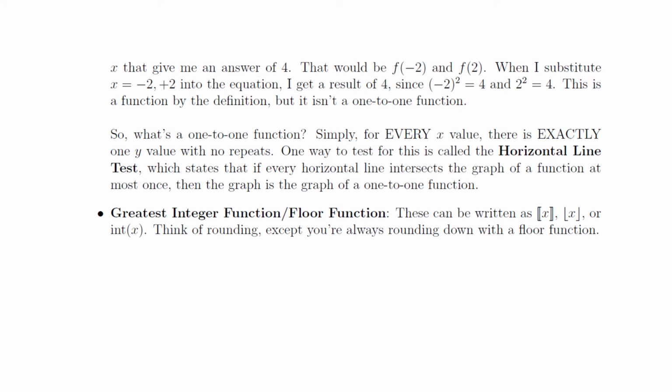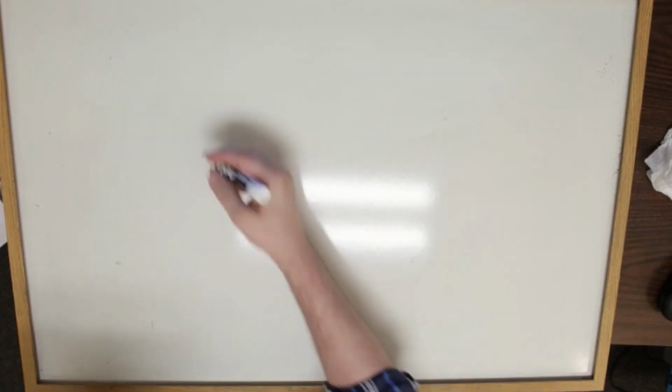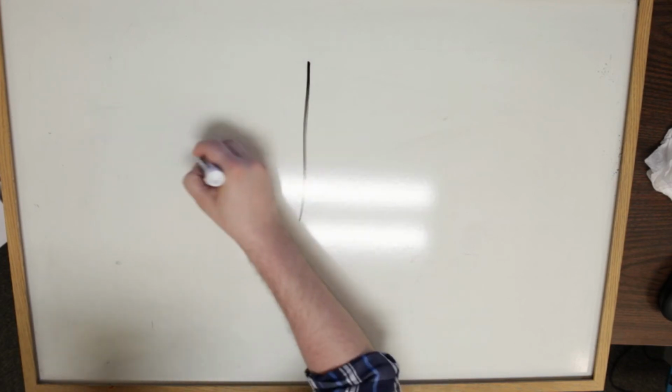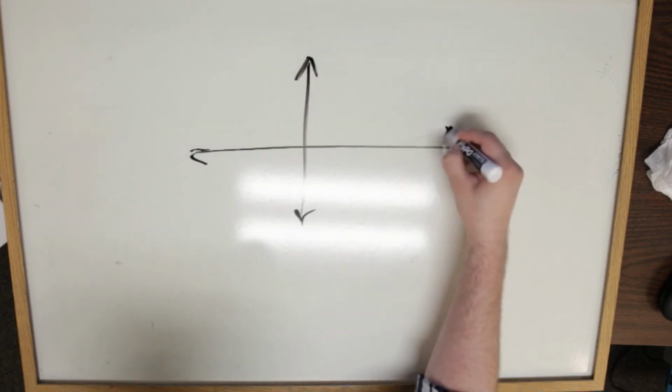So one way to test for this, previously we were testing functions using the vertical line test. A horizontal line test is a way that we can determine whether or not a function is one-to-one. So if I go back to my whiteboard, which I literally was just on for a while, sorry about that, we have, again, this is just a quick example here. Here's my x, here's my y.